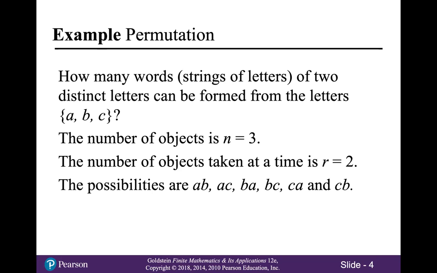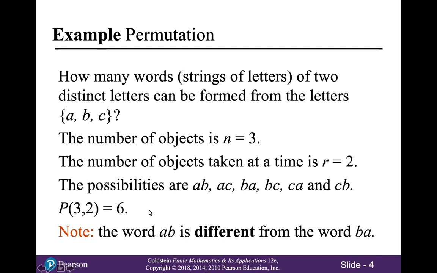So listing the possibilities are AB, AC, BA, BC, CA, and CB. Note that you could solve this problem using the multiplication principle or a tree diagram. You have 3 choices for the first letter and then 2 choices for the second letter. Notice it does say the letters are distinct. Therefore, P(3, 2) is equal to 6. Note that the word AB is different from the word BA.